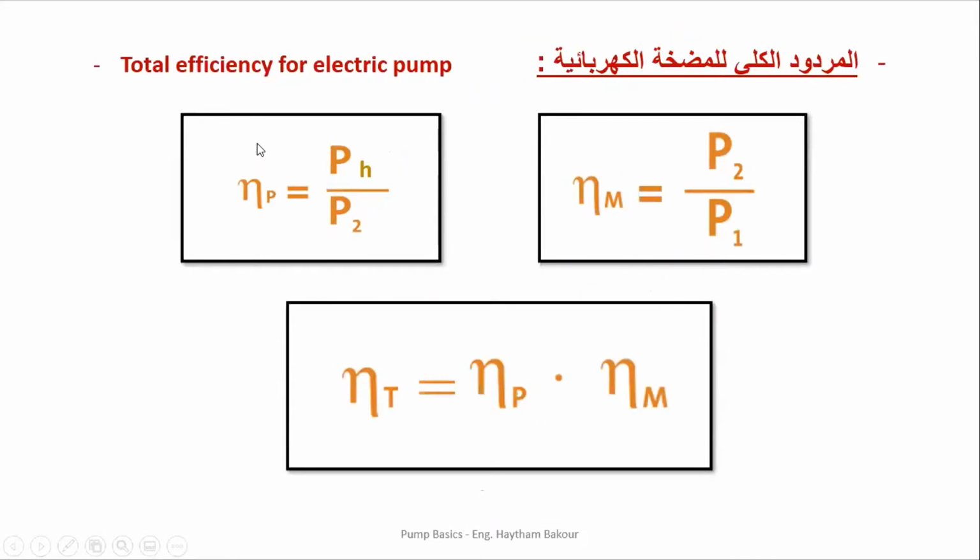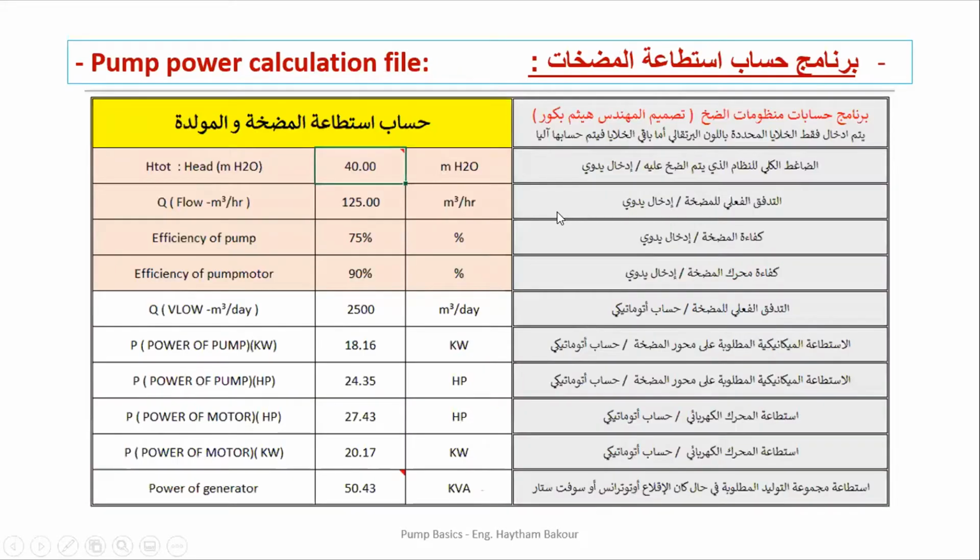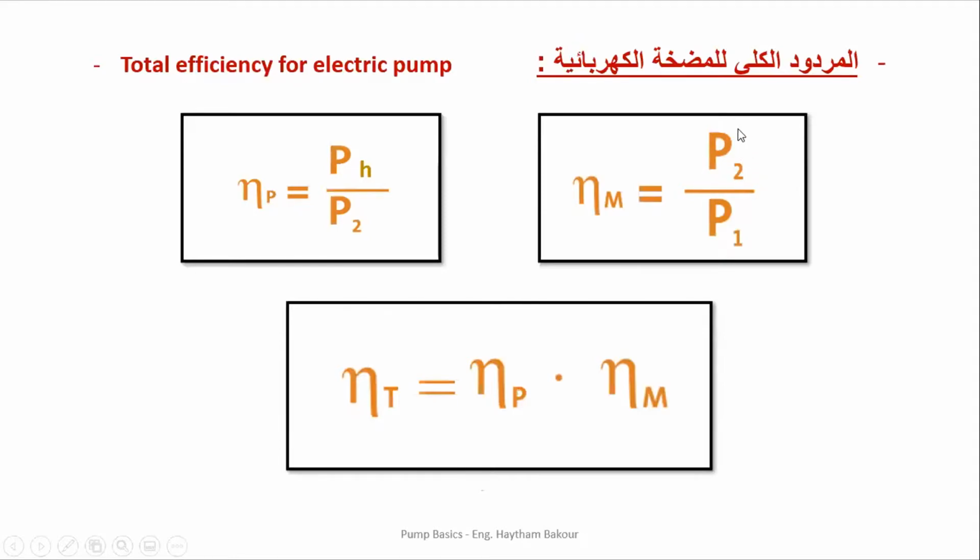If we say that we have the pump efficiency, it equals the hydraulic power divided by the mechanical power supplied to the pump. So we have these equations, as you can see, which is the result of dividing P2 by P1. Therefore, the total P1 of the pump equals the product of the engine efficiency multiplied by the pump efficiency.